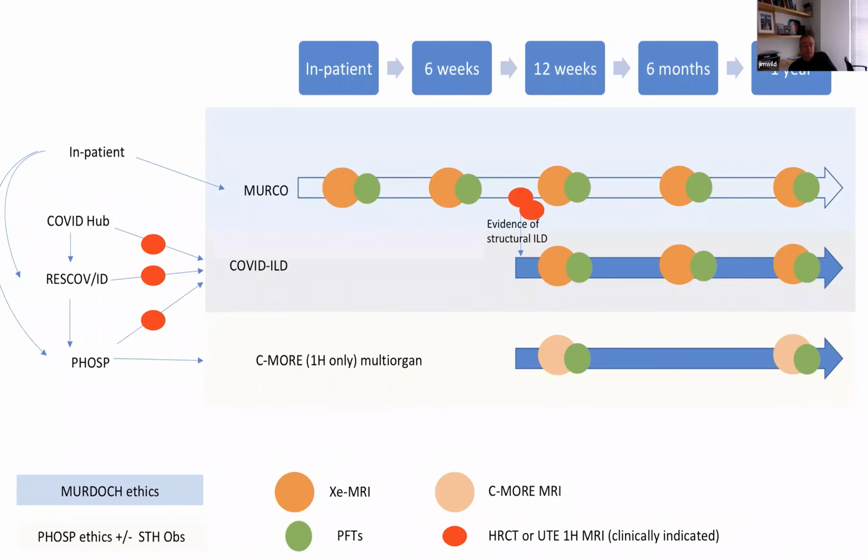So that's a schematic of the various studies and how we went about recruiting to them in Sheffield. So we enrolled them in Merco. If there was any evidence of structural interstitial lung disease, they got moved over to the COVID ILD study, and then the Seymour multi-organ studies proceeded in parallel. So in Merco, we're looking at scanning patients as soon after release from hospital as possible in the acute phase, and then follow-up at 6 weeks, 12 weeks, 6 months and a year. And then the UK ILD study, I'll talk about that later on.